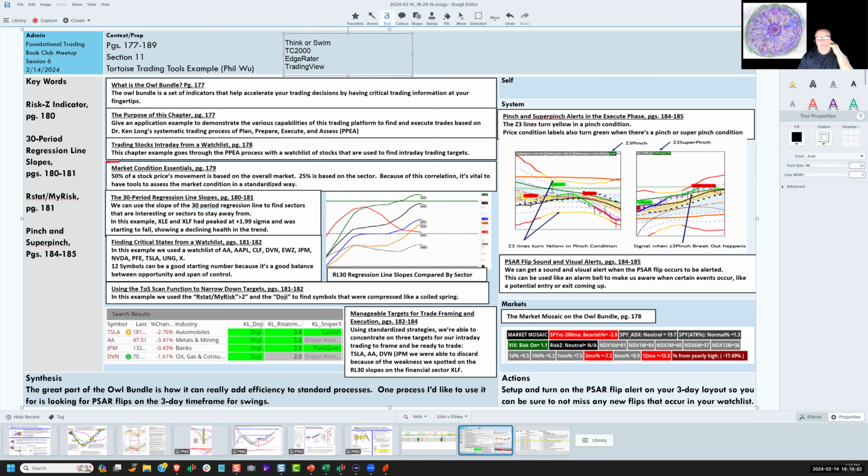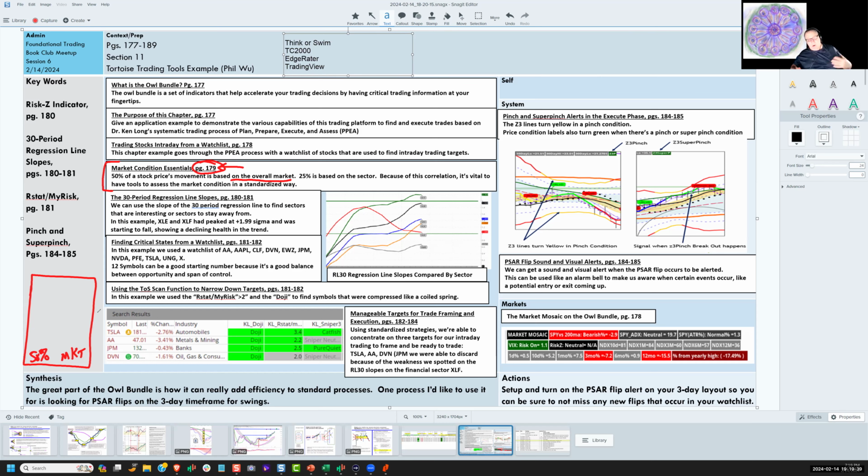Something I want to emphasize is this idea of market condition essentials on page 179, which is a discussion of how we look at different ways of classifying the market. And the reason we do that is because research shows that for a company that you want to trade, about 50% of its performance is coming from the market itself, especially when you're selecting symbols like we do that are strongly correlated to the broader market.